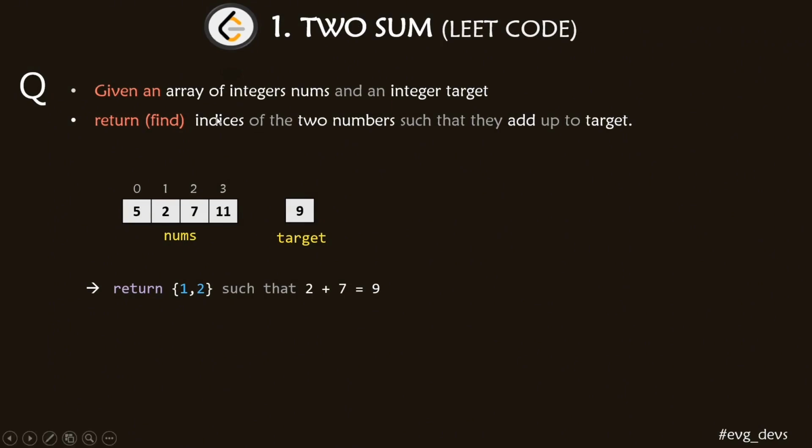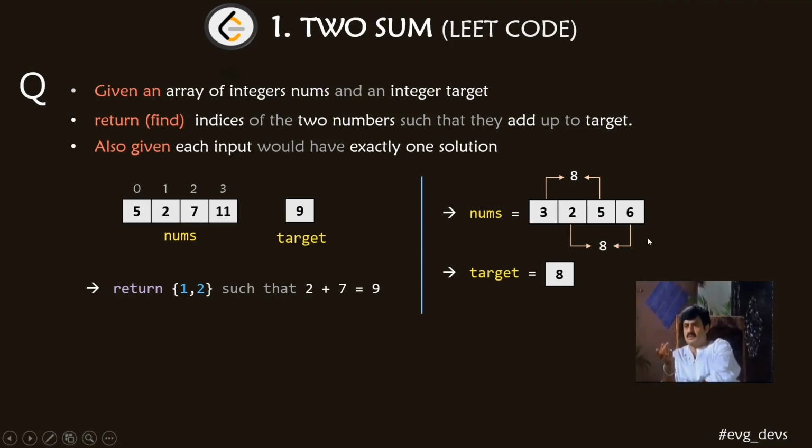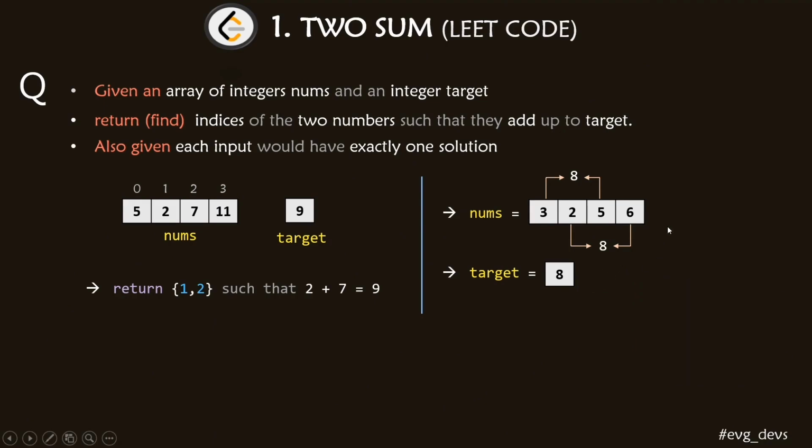They also give a guarantee that each input will have exactly one solution. That means each input array will have only one pair of numbers such that their summation equals the target. Let me take another example to understand. Here in this example, the nums array is 3, 2, 5, 6 and the target is 8. Here the solution is 3 plus 5 equals 8. But wait, we have another solution, that is 2 plus 6 is also 8. Wow, what do we have to return? So we have a little bit of confusion here. In order to decrease this confusion, they have given this guarantee.